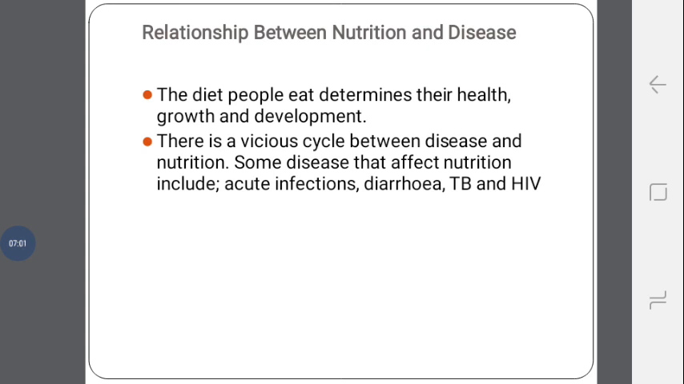Diarrhea, whereby this is the passage of loose stool for 3 or more times a day. Lakini tuna tuberculosis pamoja na HIV.